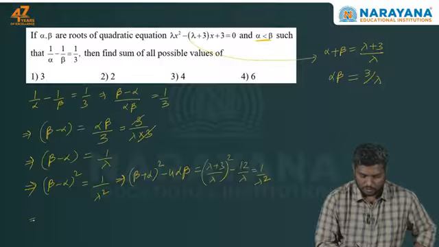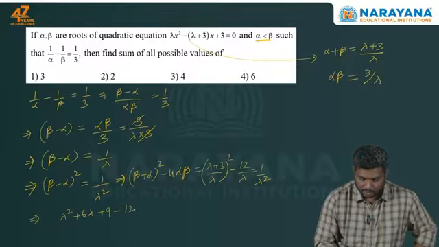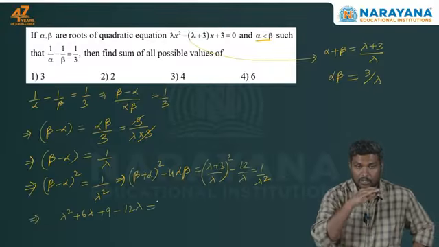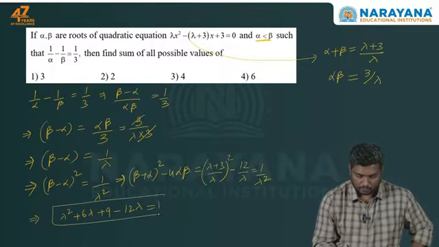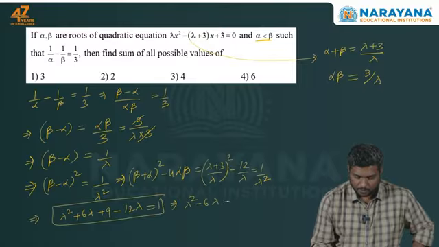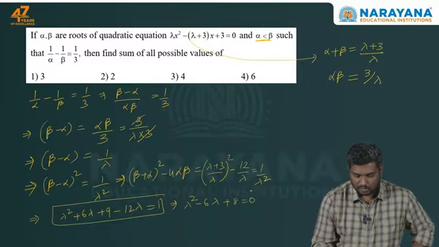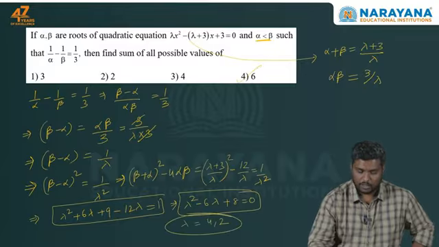So now if you solve this one, lambda square plus 6 lambda plus 9 minus 12 lambda. Lambda square in the denominator on both sides will get cancelled out, is equal to 1. This I can write as lambda square minus 6 lambda plus 8 equal to 0. So we got the values of lambda which are 4 and 2. So sum of all possible values will be 6.